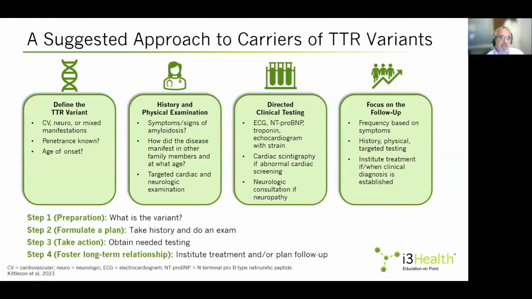So I would suggest a kind of a four-step process. First, what is the variant? And if you know the variant, then you can find out from tables what kind of phenotype it will present with, cardiac, neurologic, or mixed. So when is it known to penetrate? At what age? Second is in the patient, now that you've prepared to see them, you take a history and a physical exam, trying to determine, do they have signs and symptoms of amyloid? Did it manifest in other individuals at a particular age that can refine the age of onset in this particular family? And you want to do targeted neurologic and cardiac examinations, even if they don't have signs and symptoms, to see if they have a phenotype.